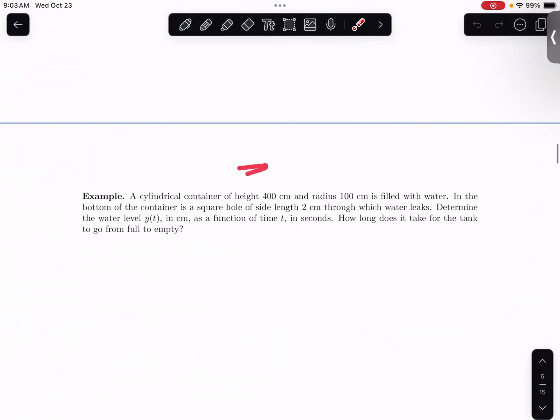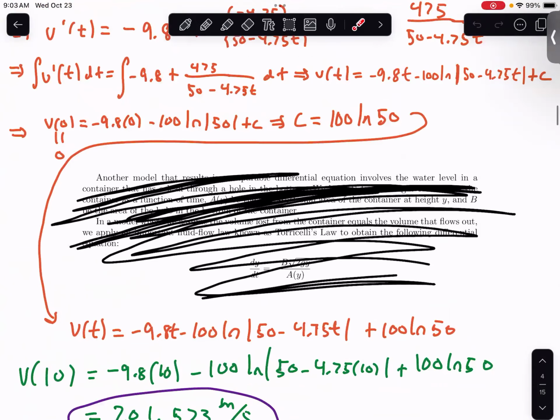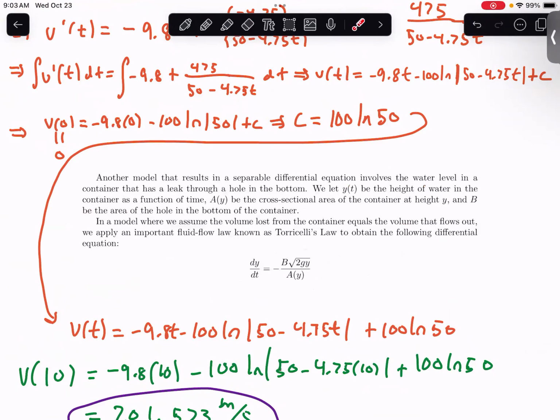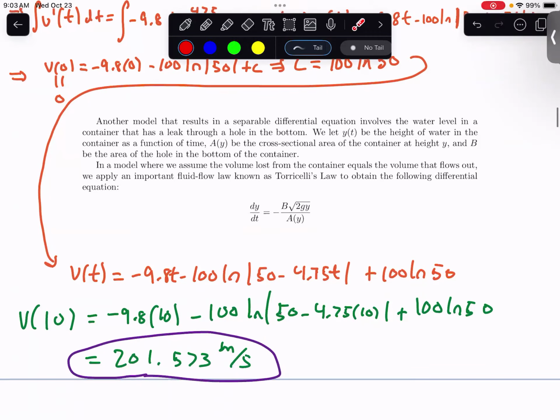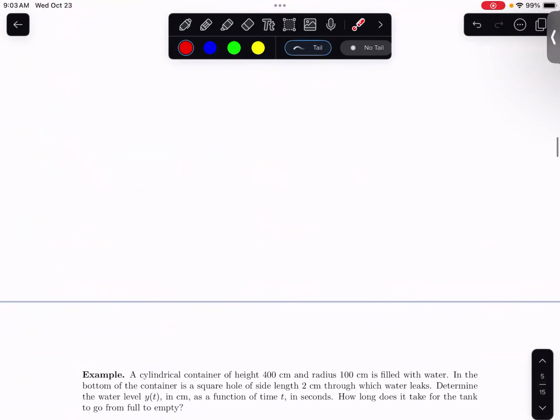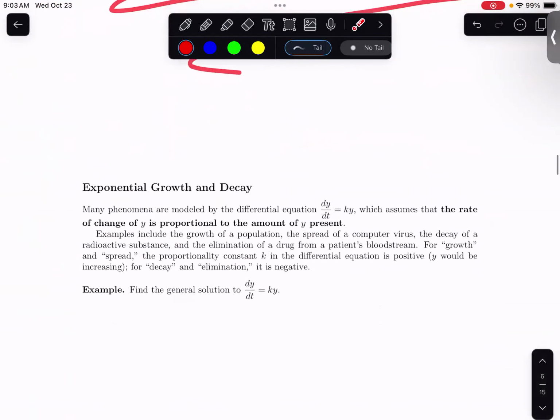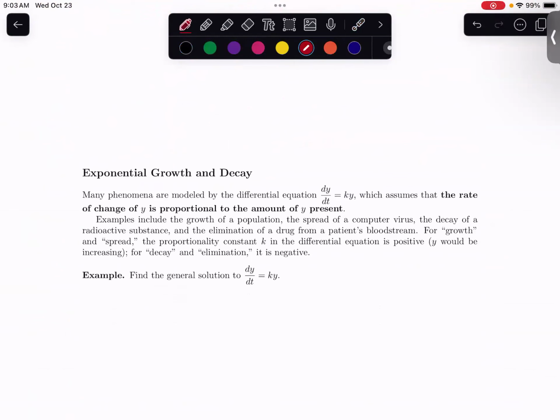So I'm going to skip this next example. It talks about, I don't even know, hold on. Torricelli's law. We're not going to care about Torricelli's law. So you can skip this next part and this next example. We're not really going to care about it. If we have time, maybe we can look at it later.